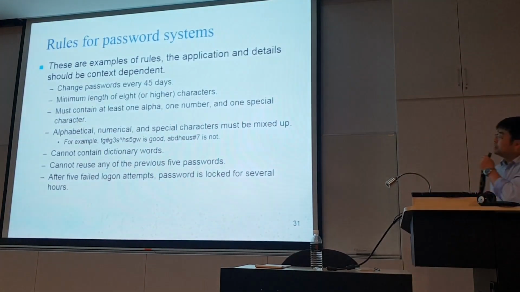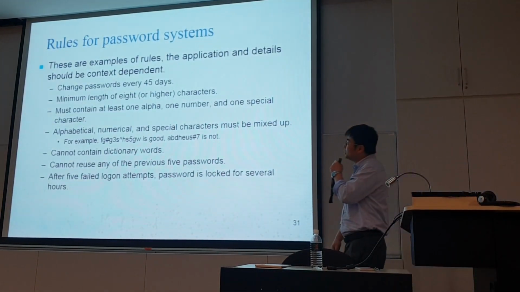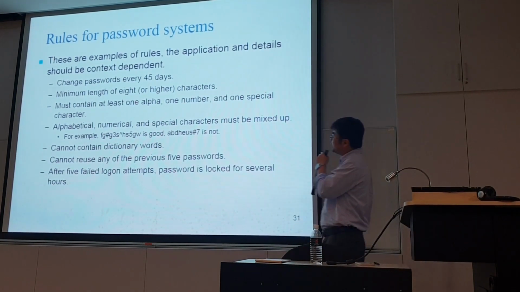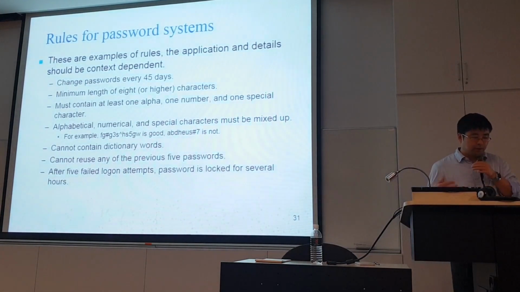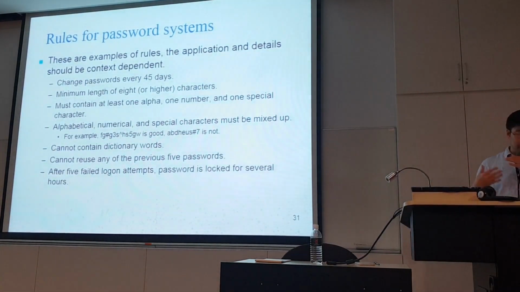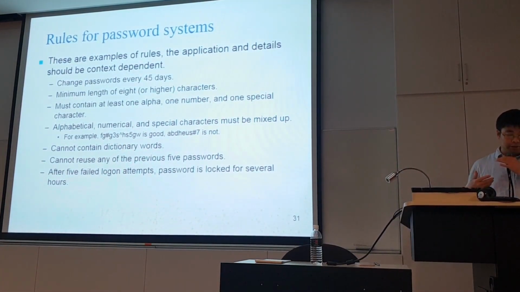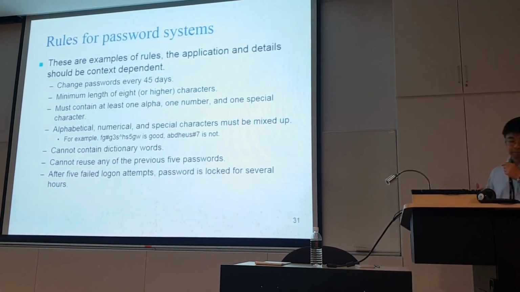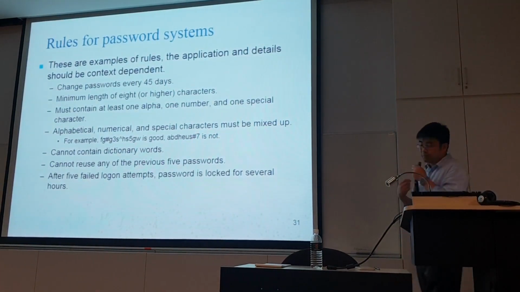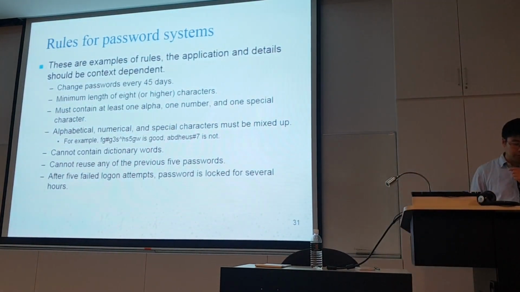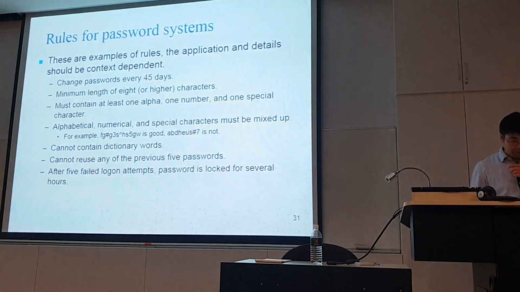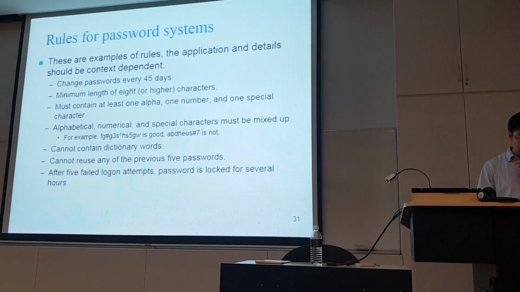Okay, so these are the rules usually used by password systems. For example, you need to have numerical characters, and also uppercase letters, lowercase letters, special characters, and so on. You need to change your password every 3 months, and you cannot reuse any of the previous 5 passwords. So all these kinds of rules are now common for different types of systems.